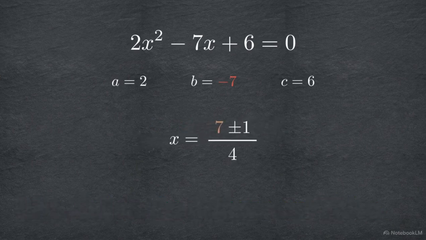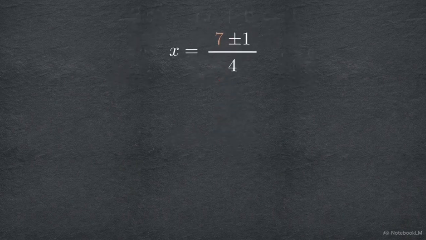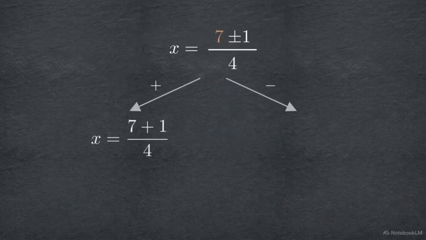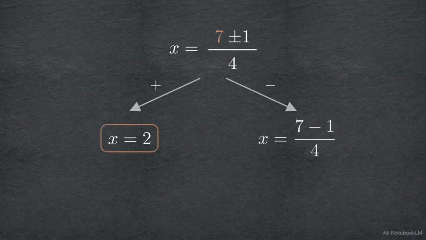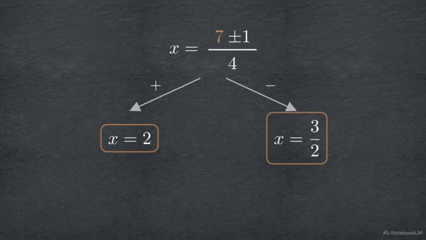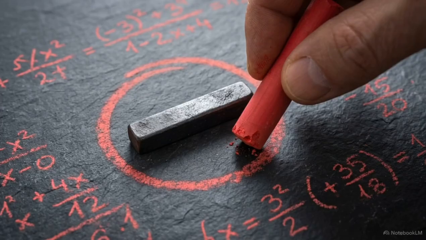Inside the root, negative 7 squared is 49, minus 4 times 2 times 6, which is 48. This leaves us with a square root of 1. We reach the split. 7 plus 1 over 4 gives us 2. 7 minus 1 over 4 gives us 6 over 4, which reduces to 3 over 2. Keeping strict track of your negative signs ensures you reach the correct roots every time.